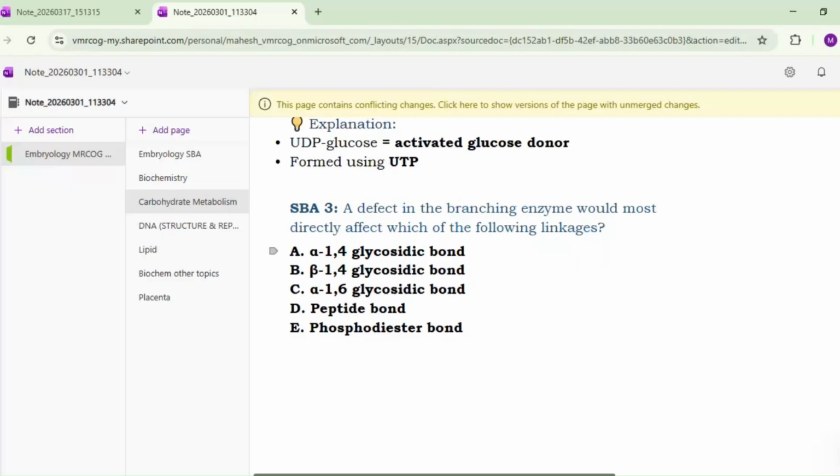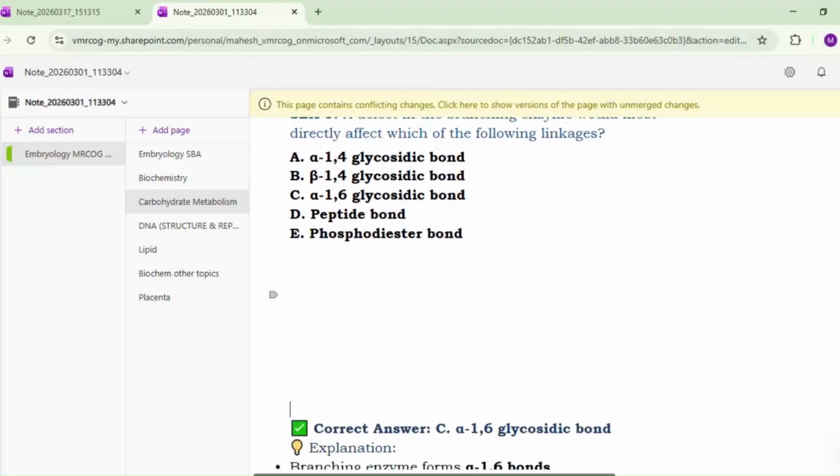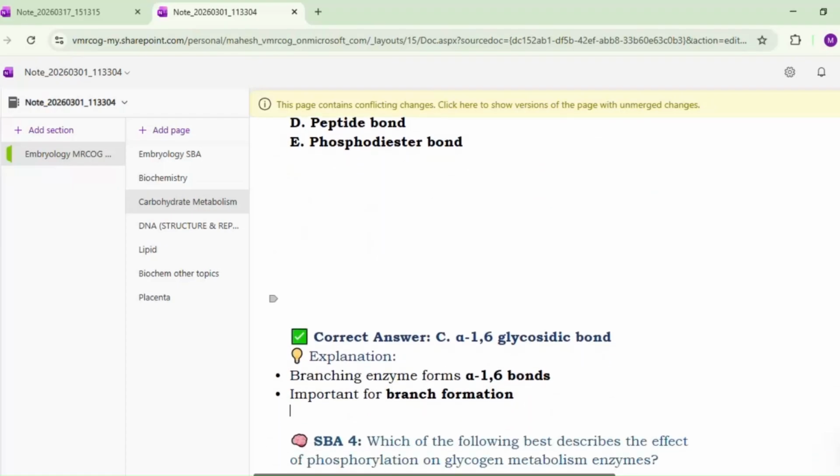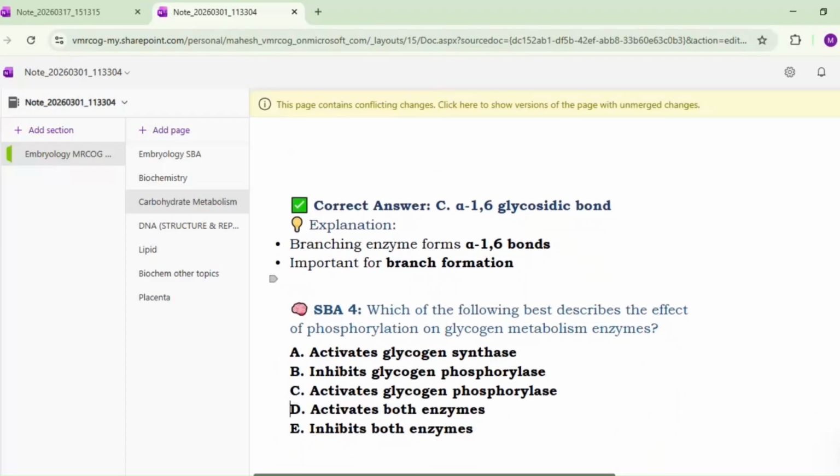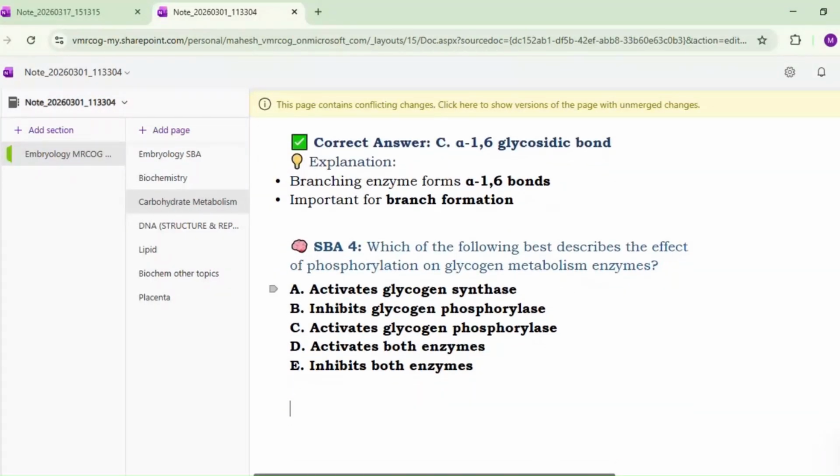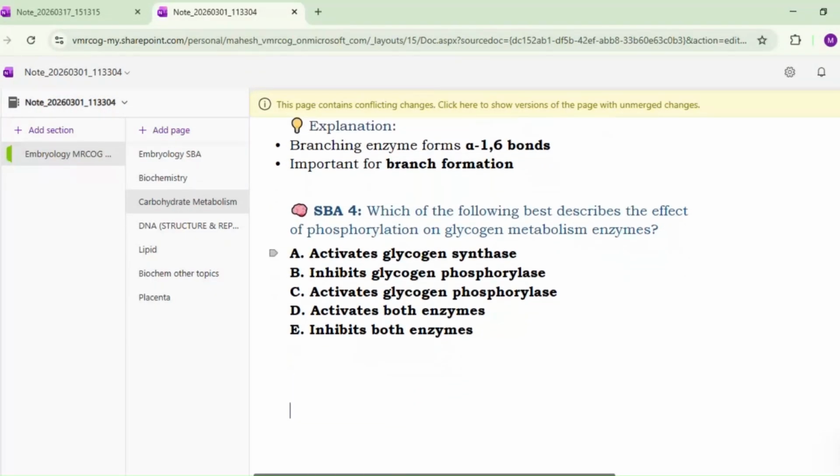Next. A defect in the branching enzyme will most directly affect which of the following linkages? Sir, option C, alpha 1,6 glycosidic bond. Branching enzyme, so option C only, 1,6. Okay, alpha 1,6 glycosidic bond. So the branching enzyme forms alpha 1,6 bonds, important for the branch formation.